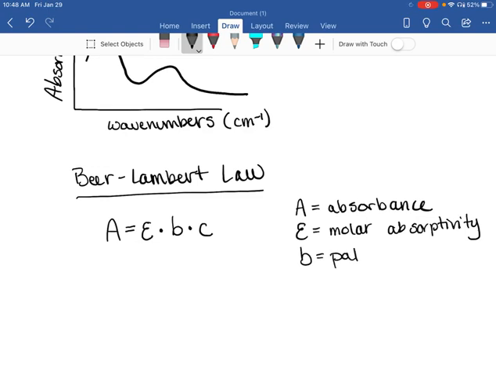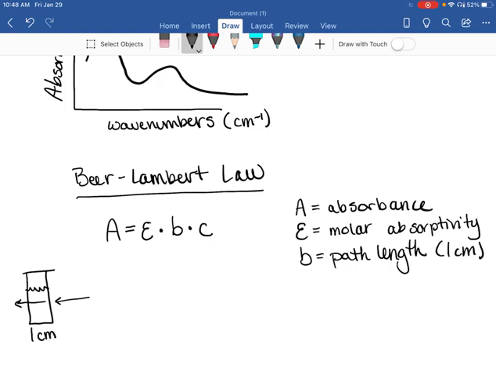B is our path length, and that's often going to be the width of your cuvette. So remember, typically we put our sample in a little cuvette, and then light passes through it. And that is 1 centimeter wide, so that's usually our path length. And then C stands for concentration.